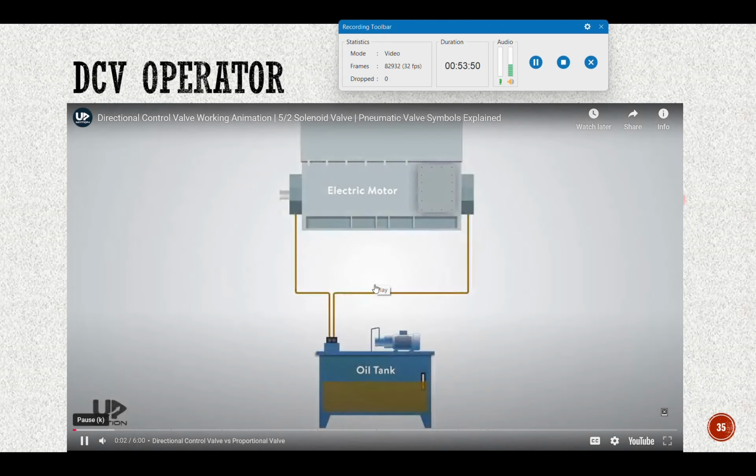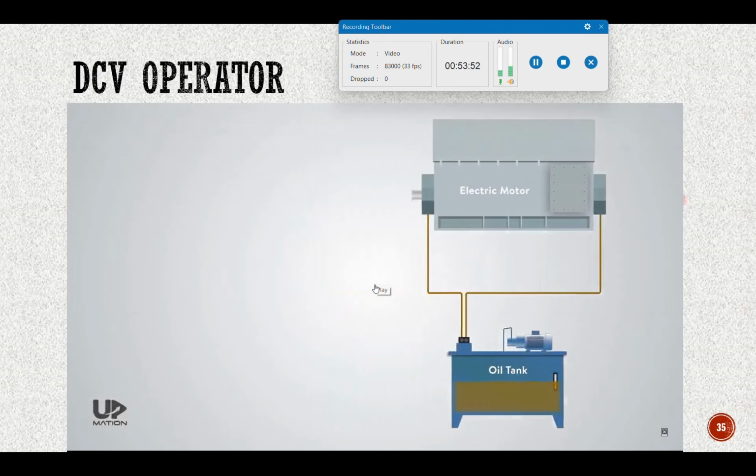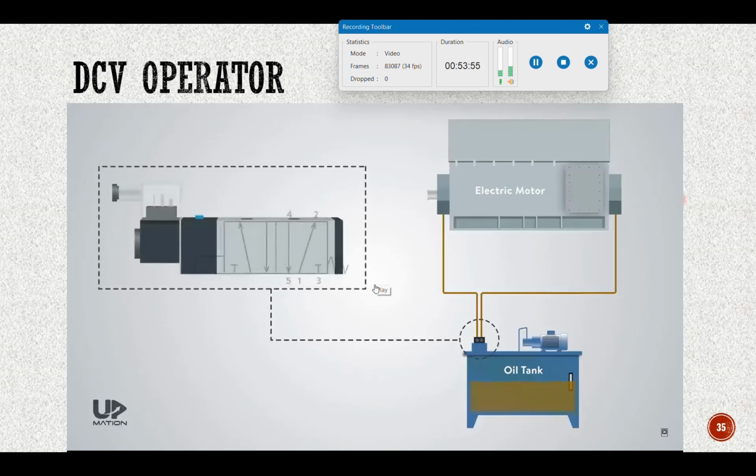If you have ever seen a pneumatic or hydraulic system in industry, you may have encountered these types of equipment with these kinds of symbols on them. These are a kind of control valve.